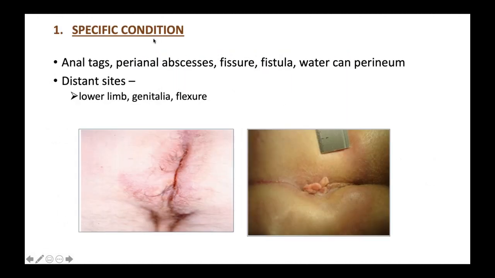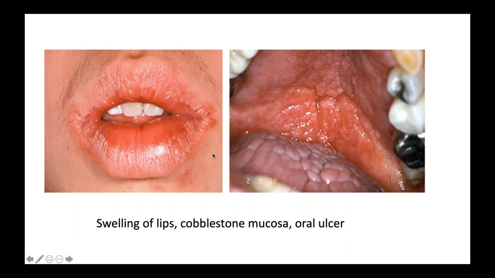So these are the specific conditions. You can have anal tags, perianal abscesses, fissure, fistula, or the watering can perineum. And so this is how it is going to manifest. And then you can have swelling of lips, cobblestone mucosa, oral ulcers. All of these are because of direct skin involvement as part of the disease process.